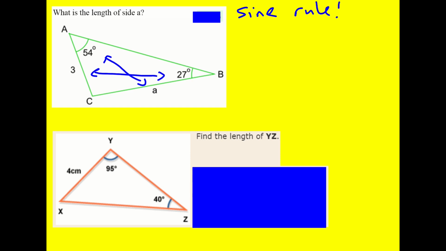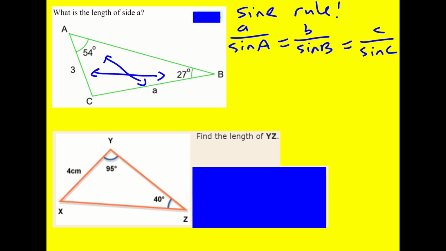It's not 90 degrees, so we can't use SOHCAHTOA, normal right angle trigonometry. Instead, we're going to use A over sine A equals B over sine B. We've also got this equals C over sine C, but technically we don't need that here. We're just going to use the first two.